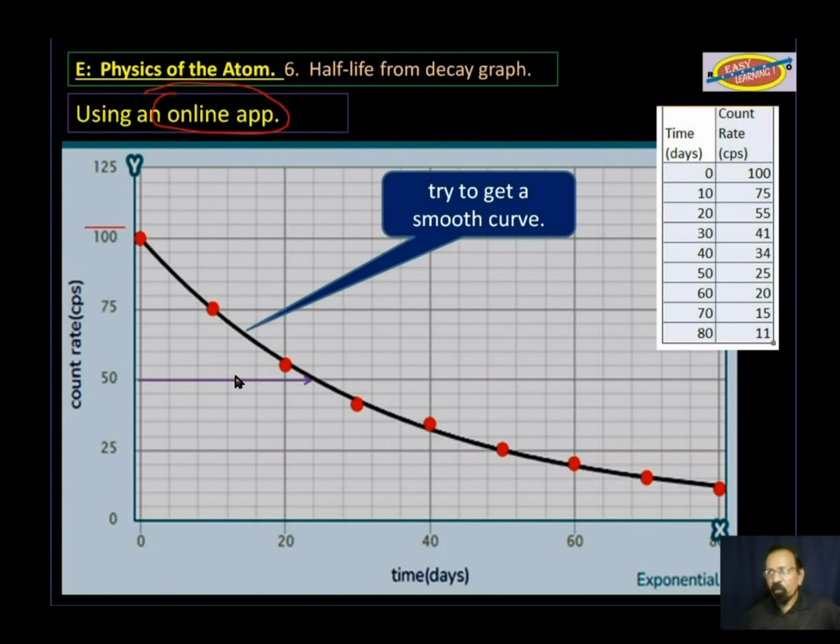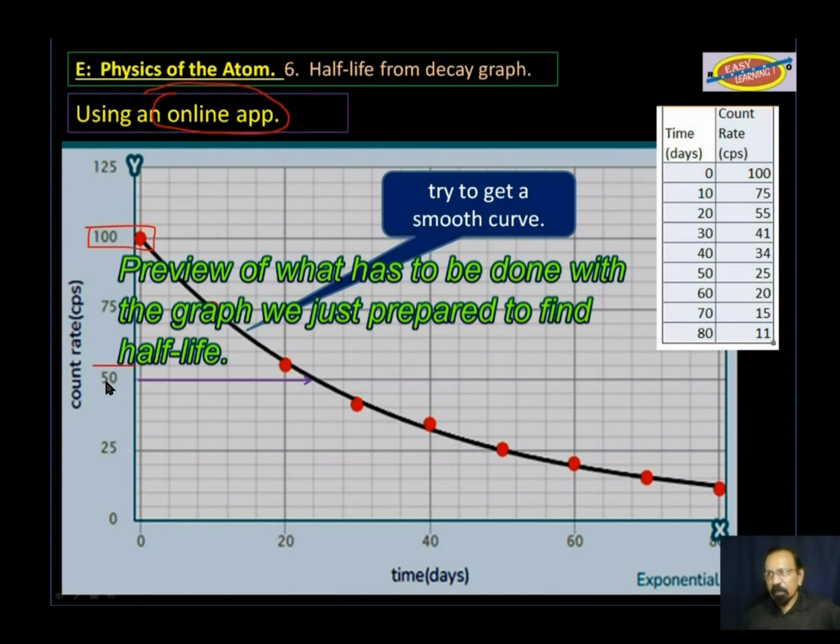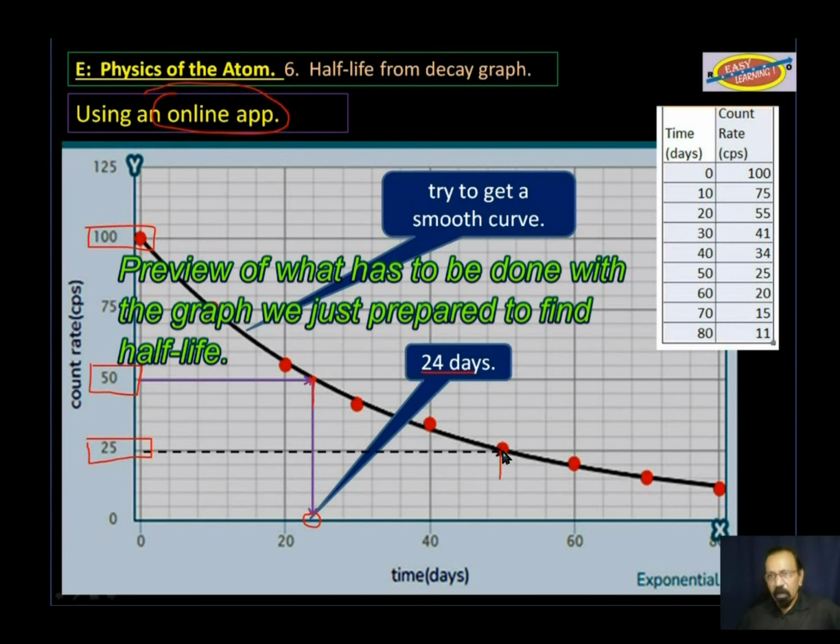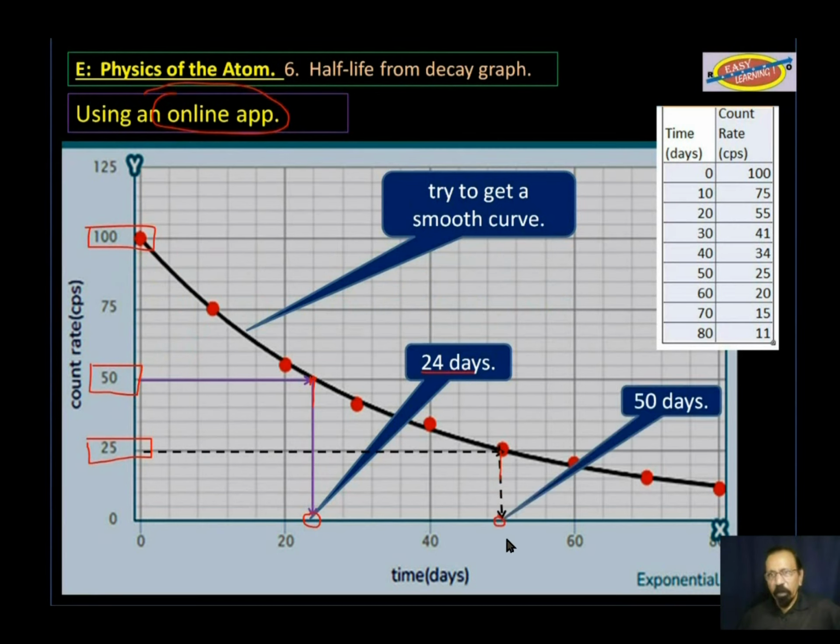Now if we move from 100 to 50, that's half of the count rate. If we come straight across here and then we go down, we will arrive at this point here, which is actually 24 days. We will actually do this with the graph that we just had, but this is just from the computer system. And then we come from 50 to 25, which is half of the count rate. If we come straight across here and then come down to this point, we get 50 days. That's a total of 50 days. So the first half-life is 24 days.